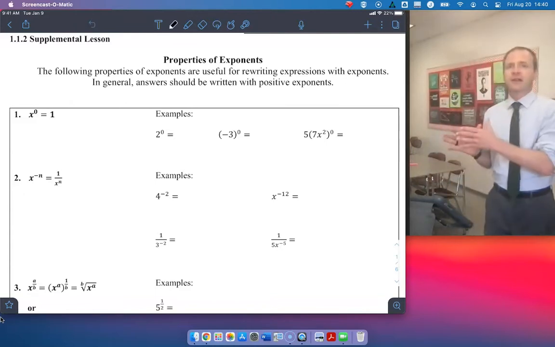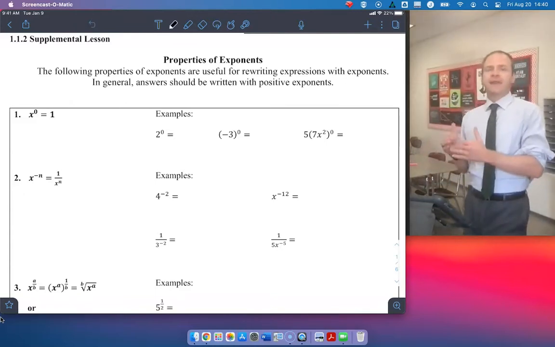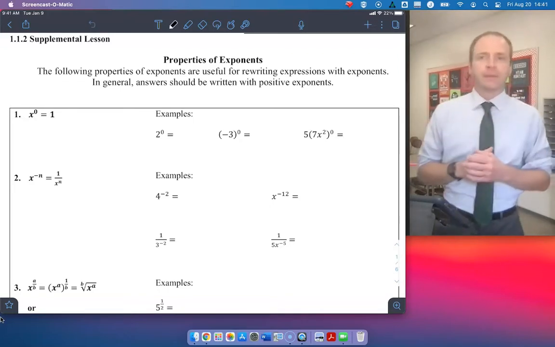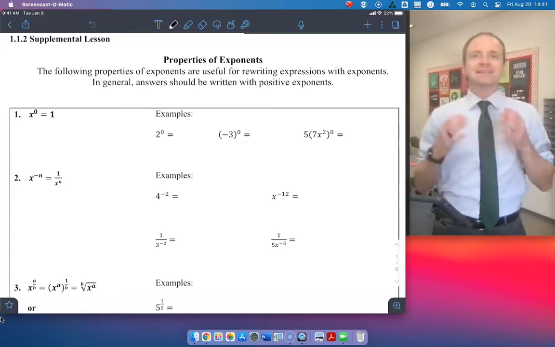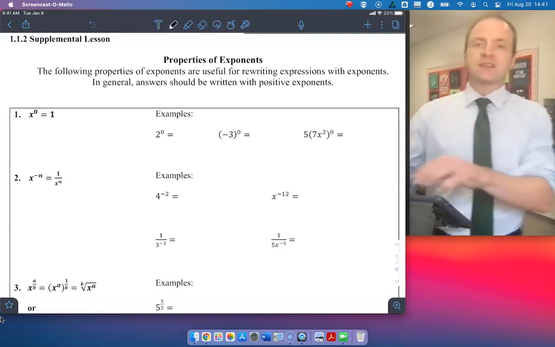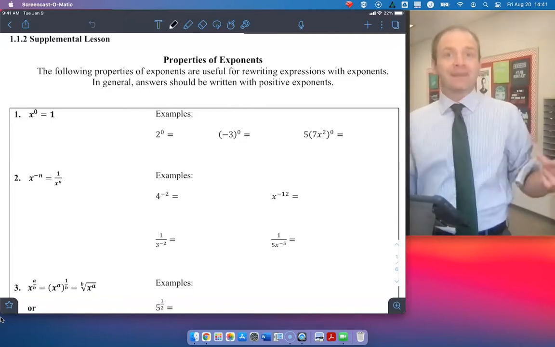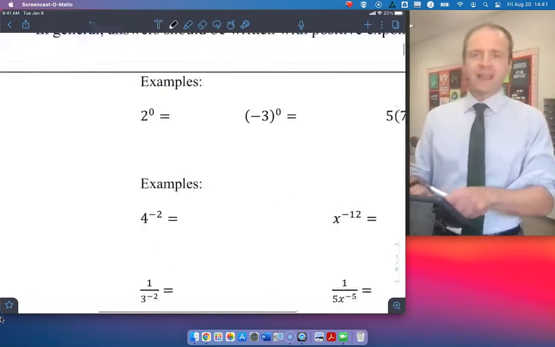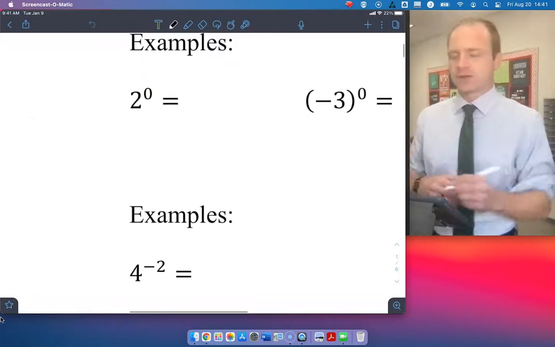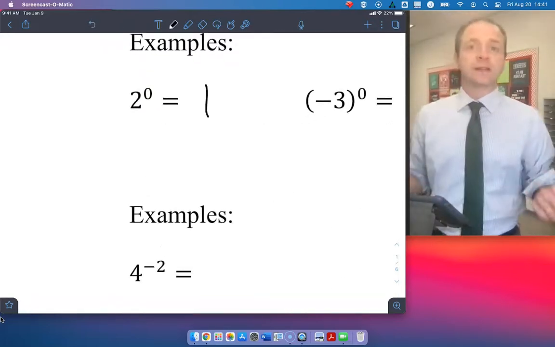So on the front page, you'll notice that you have mainly what are the different properties and some examples of those, and we're going to be going through them. So the first one you see is x to the 0 power equals 1, and that is the zero exponent rule. And so now let's look at some examples. What that means is any object, and notice I say the word object, any object raised to the 0 power is 1. So 2 to the 0 is 1.